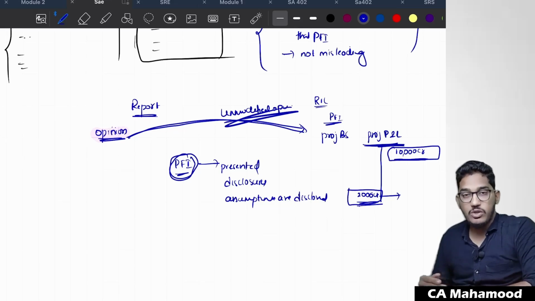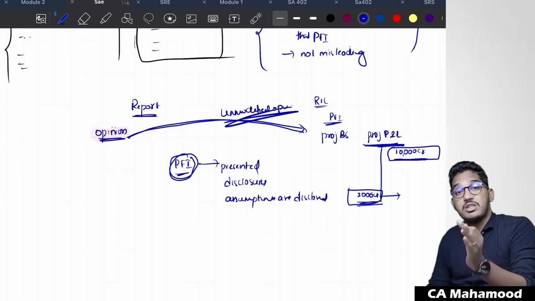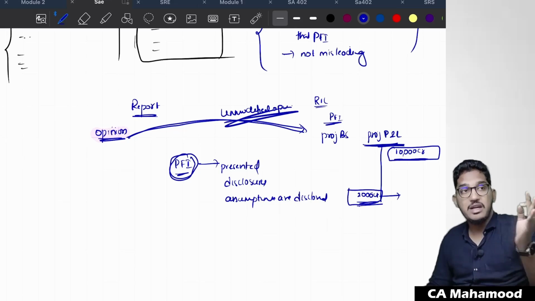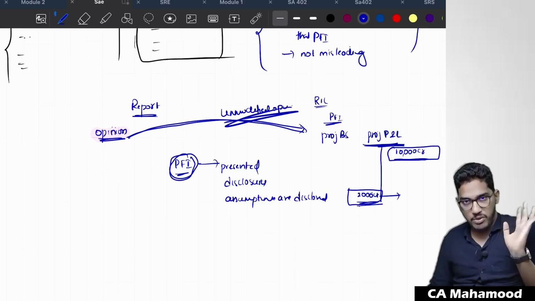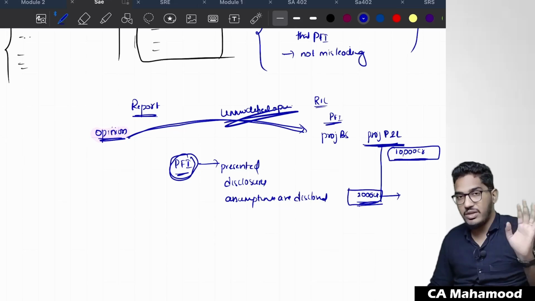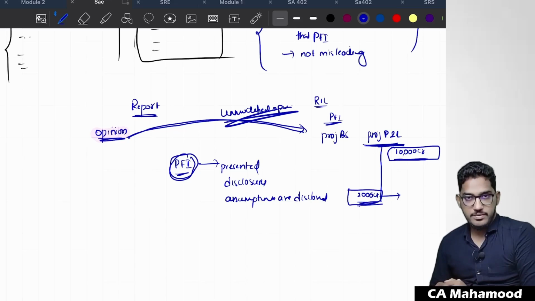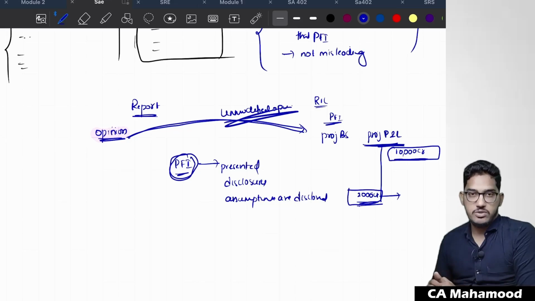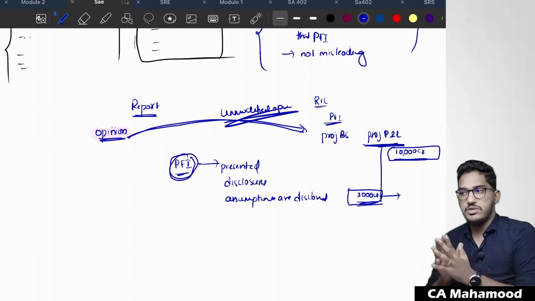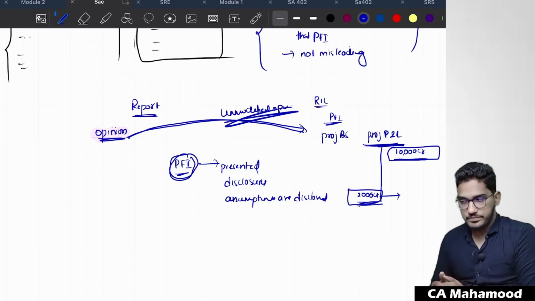We are in fact giving the opinion on whatever prospective financial information is there, whether it is presented properly, whether it is disclosed properly, whether the assumptions are explained properly. We are not going to comment on achievability of the results. Able to understand? Clear? So we are just going to see the presentation requirement. That is the complete objective when we are doing the engagement of verification of prospective financial information. So this is the entire structure of the standard.